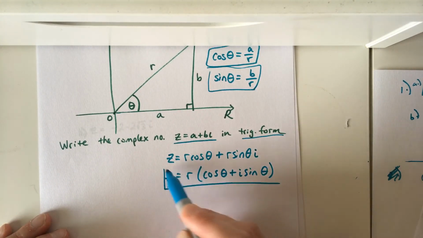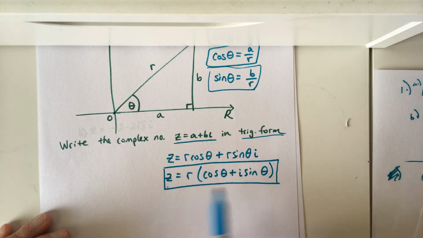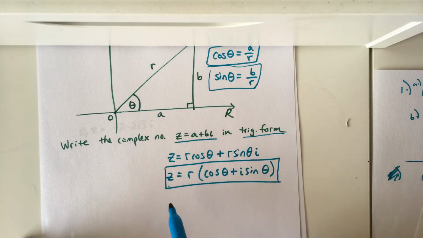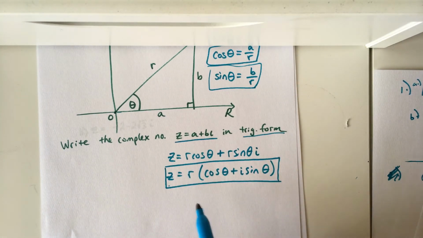This is the trigonometric form of a complex number. So this is a formula we're going to be using over and over again. I would highly recommend memorizing it. There's a simplified way to write it.